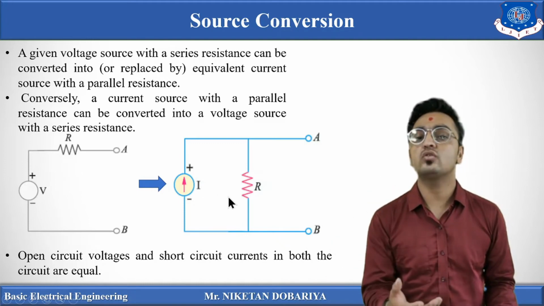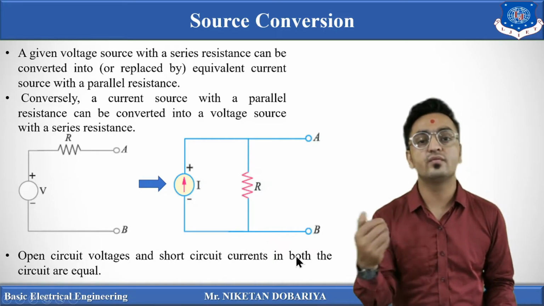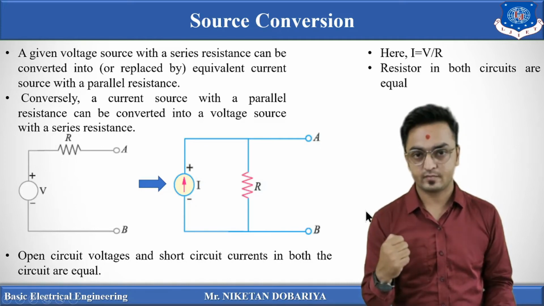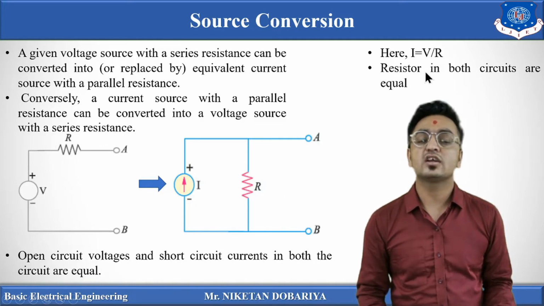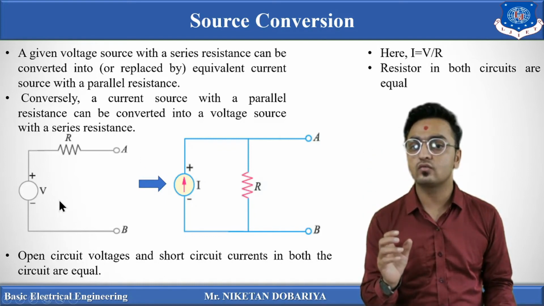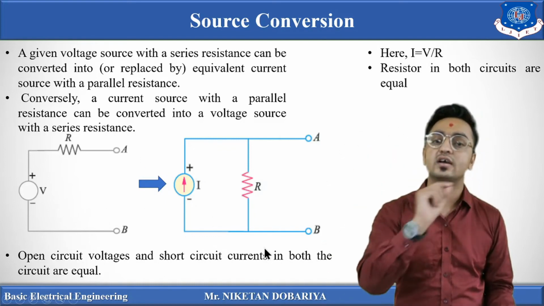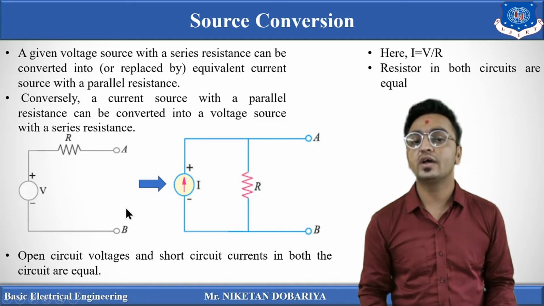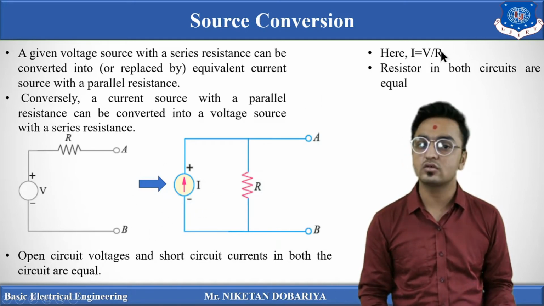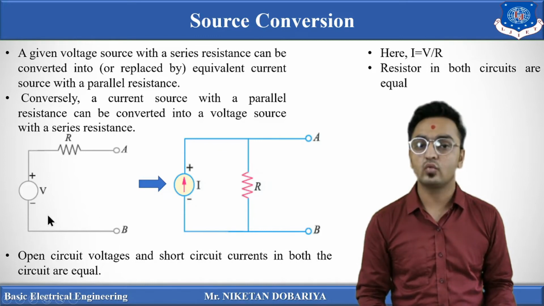And let's suppose that this condition is fulfilled, then what final condition can be derived? Let's suppose you want to convert this voltage source into its equivalent current source. What will be the value of the current source over here? That can be derived by this given equation, where I is equal to V by R, where V is given over here, and R is given over here.